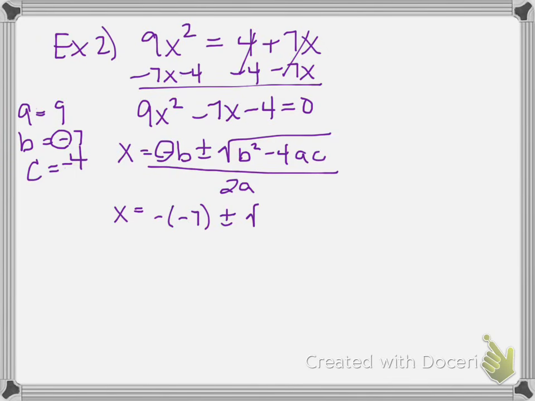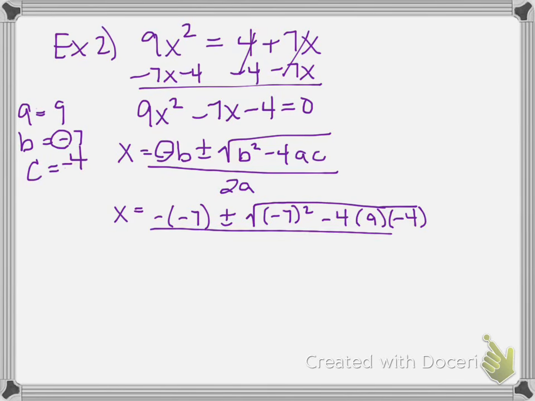Plus or minus the square root of b squared, so negative 7 squared, make sure you put that in parentheses, minus 4 times a, which is 9, times c, which is negative 4. All over 2a. Whoops, sorry, a is 9. So 2 times 9. Okay. So 2 negatives make a positive. So x equals 7 plus or minus.